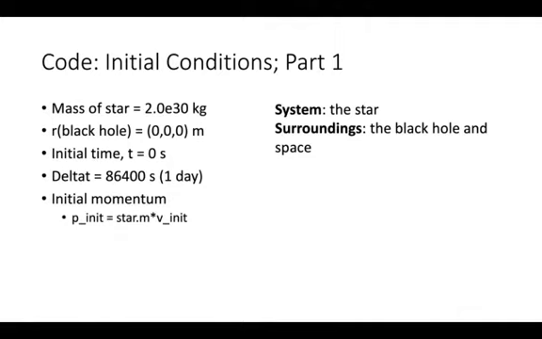The initial conditions for part 1: the mass of the star was 2e30 kilograms, the position of the black hole was at the origin, initial time was t equals 0, and delta t was 86,400 seconds, which is equal to 1 day. The initial momentum formula we used was the mass of the star times the initial velocity, and in this case, the system was the star, and the surroundings were the black hole in space.